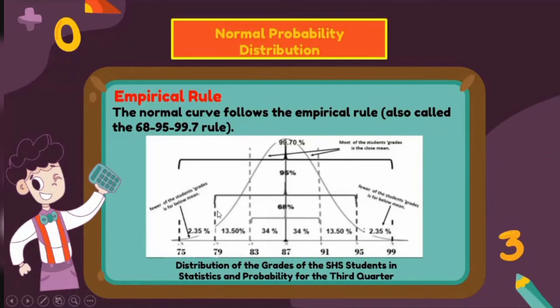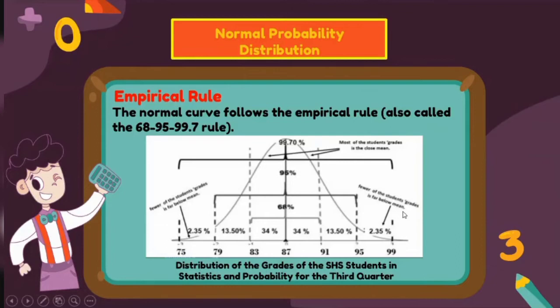For the left side, you have to subtract the standard deviation from the mean. Since the standard deviation is equal to 4, you subtract 4 from 87 to get 83. This means it is one standard deviation to the left of the mean. The same with 79: 83 minus 4 is equal to 79, and 79 minus 4 is equal to 75. So you have two standard deviations to the left of the mean and then three standard deviations to the left of the mean.